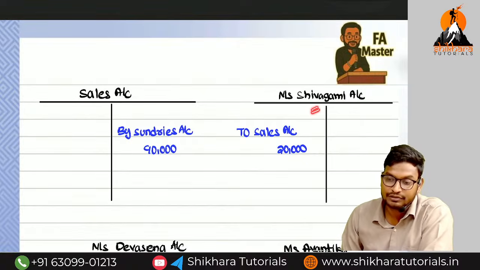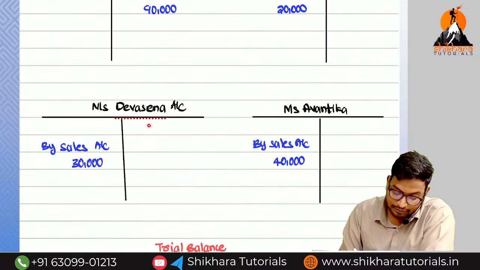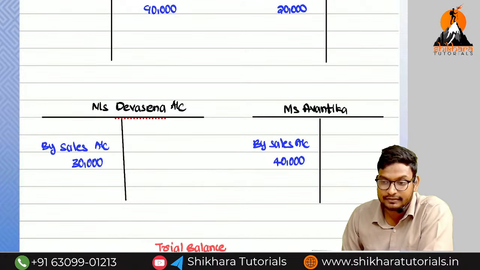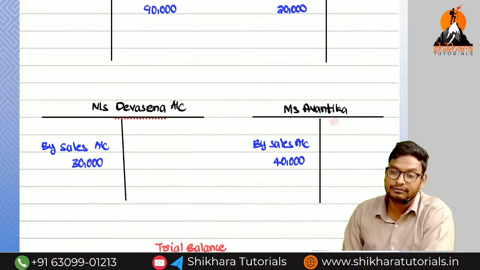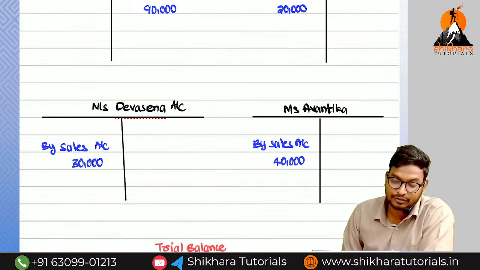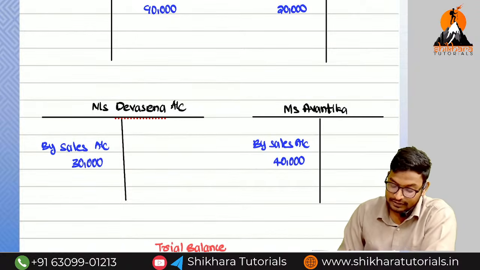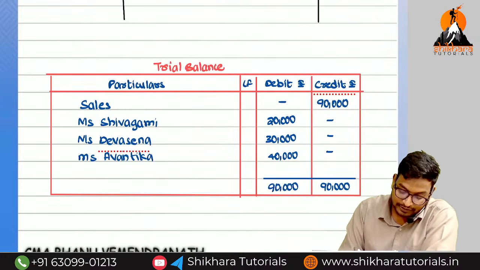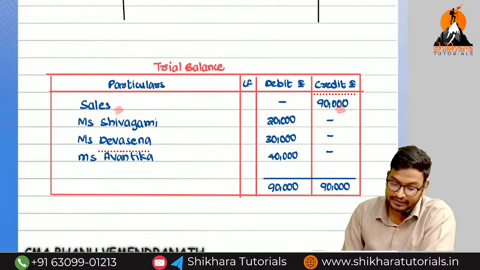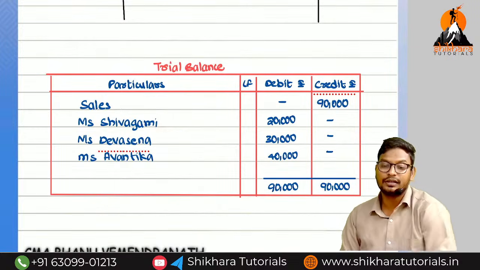Shivagami account is showing which balance? Debit balance. Why, sir? Because the debit side is more than the credit side. And Devasena account is showing which balance? Debit balance, because the debit side is more than the credit side. And Avantika account is showing which balance? Debit balance, debit side is more than the credit side. Debit balance will be transferred to the debit side of the trial balance, and credit balance will be transferred to the credit side of the trial balance. For that reason, sales will be transferred to the credit side, and all these debtors account balances will be transferred to the debit side.